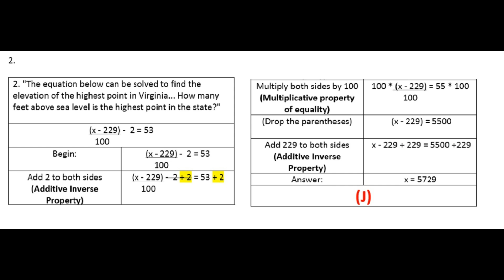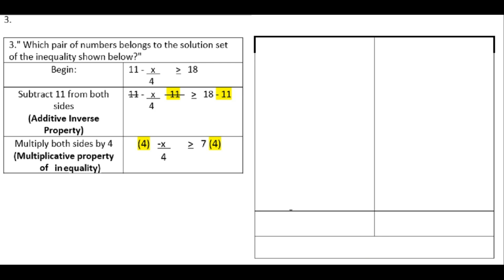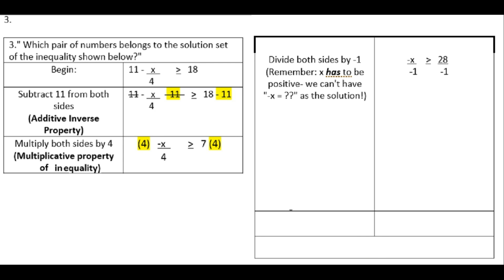All right, so going on to number 3. So it says here, which pair of numbers belongs to the solution set of the inequality shown below? And we have 11 minus x divided by 4 is greater than or equal to 18. So we have to subtract 11 from both sides, and that's the additive inverse property. Then we're going to multiply both sides by 4. And negative x divided by 4, multiplying it by 4, just leaves negative x. 7 times 4 is 28.